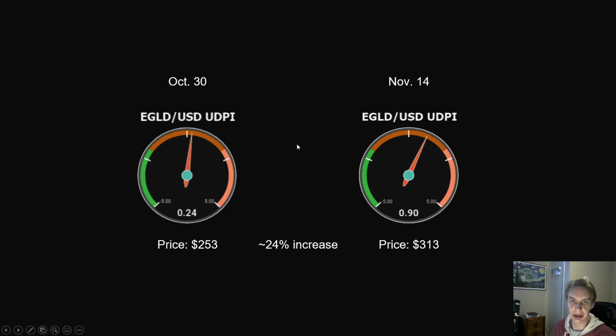Now, again, I think it's always a little bit questionable to read too much into just a couple week moves with the UDPI. It's meant to be interpreted over longer time frames, like a couple months, more macro time frames than this. But I still think it's interesting that it was suggesting a relatively equal risk-reward, and then indeed it ended up appreciating in price, and now it's updated a little bit since then.